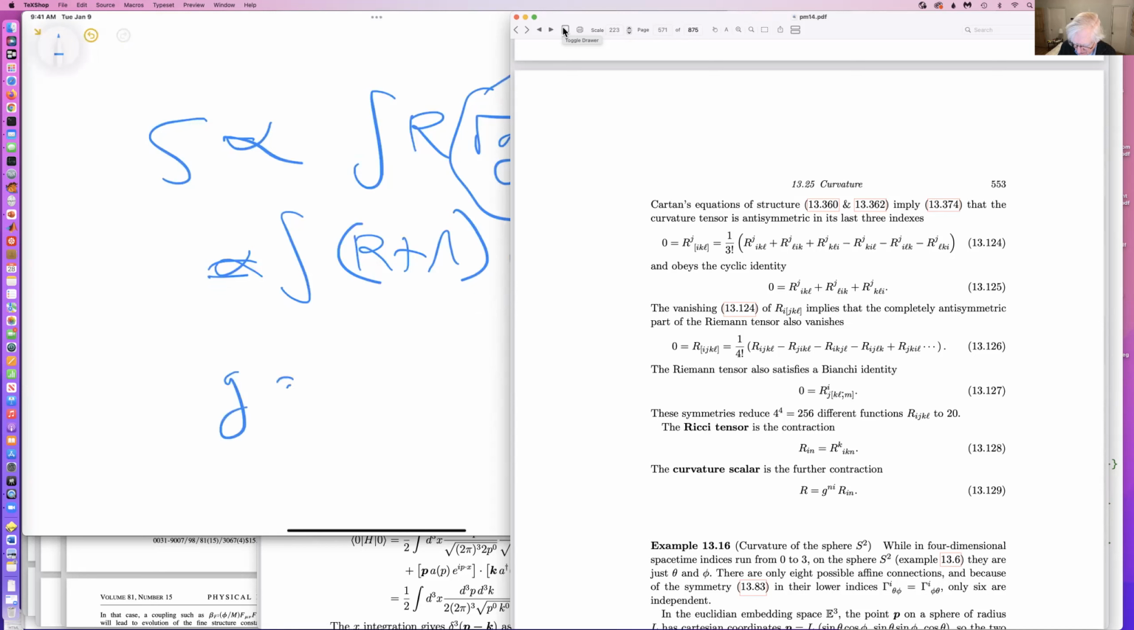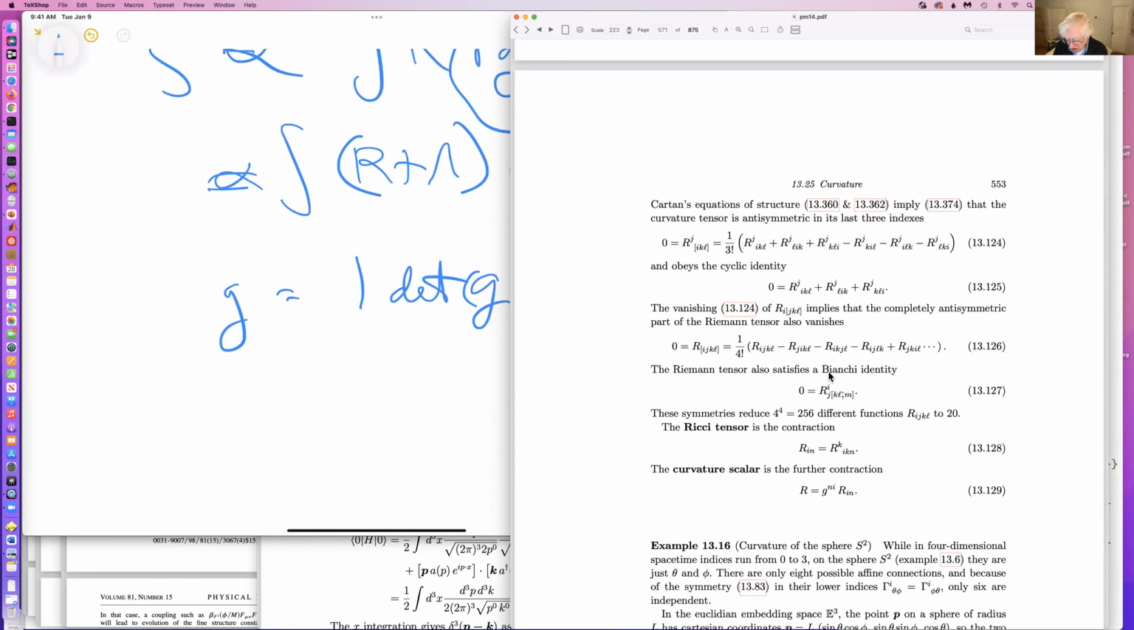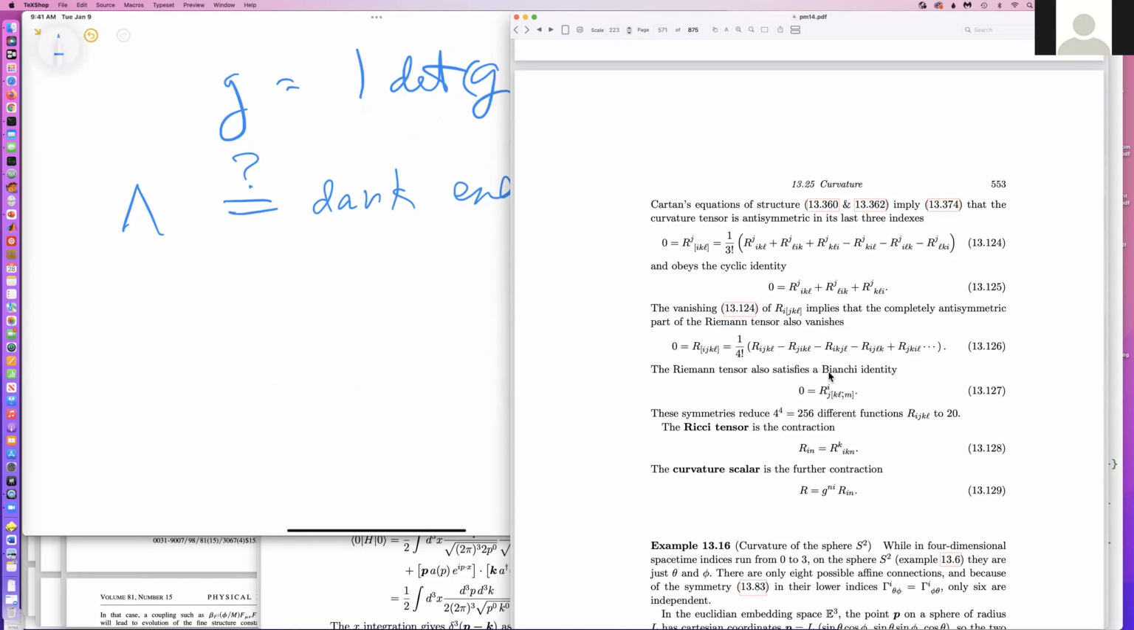My g here is the absolute value of the determinant of g_ik, and then you take the square root. So that's one possibility: lambda could be dark energy. Dark energy is a name that one of our recent colloquium speakers, Michael Turner, gave for this excess energy density, about which we have no idea. Well, I mean, we don't know what it is. We have plenty of ideas, but they could well be absolutely all wrong.